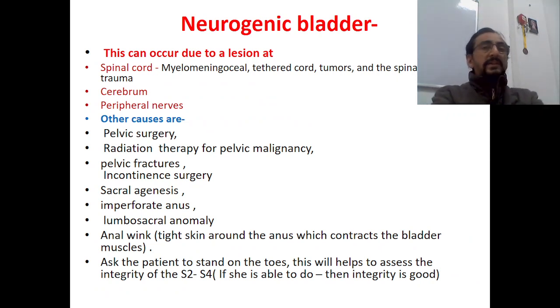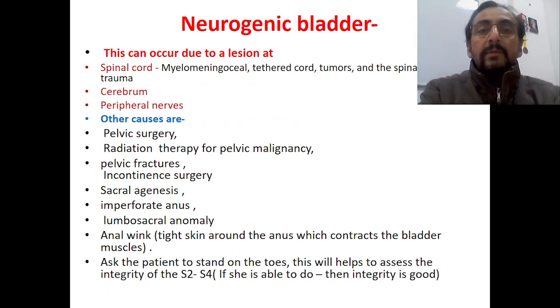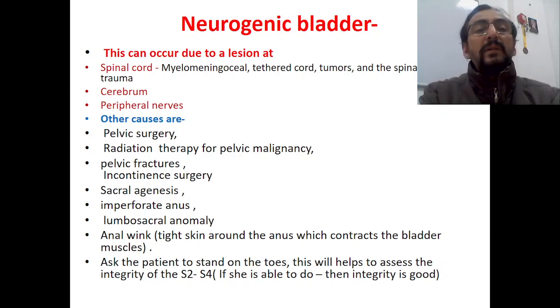One more important condition is neurogenic bladder. This can occur due to a lesion at the spinal cord, the cerebrum, or the peripheral nerves. In the spinal cord, especially meningomyelocele, tethered cord, tumors, and spinal cord trauma may lead to this. Similarly, problems related to the cerebrum and peripheral nerves also cause neurogenic bladder. Everything related to the nervous connections of the bladder may cause this.